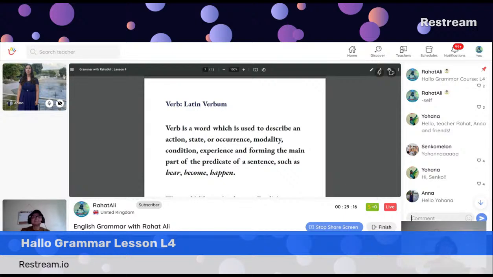Not only action, it's a state, a human state. What are the human states, Anna? Like feel, think, touch, look, love, care.